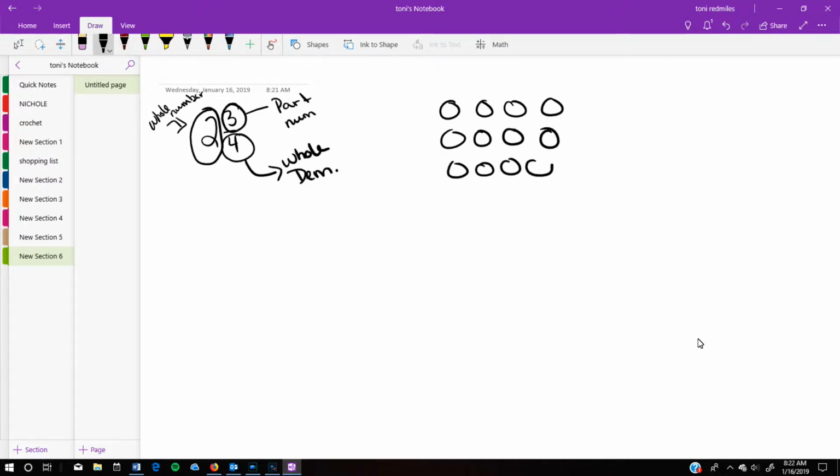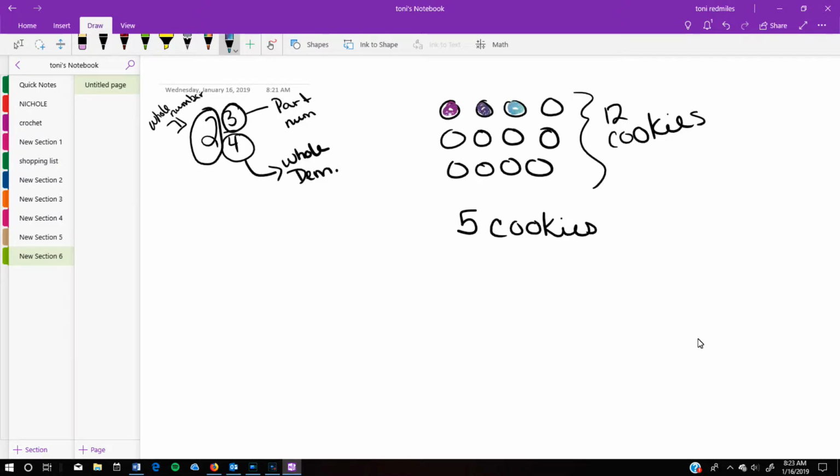I have 12 cookies, okay? 12 cookies. And in each pack of cookies, there are 5 cookies in each pack. Okay, so pack 1 would be this one, this one, this one. Oh, I thought that was going to be the same color. Let me go over it with yellow. This one, this one, this one, this one, and this one. So in my first pack, I picked my 5 cookies, so I have 1 pack.